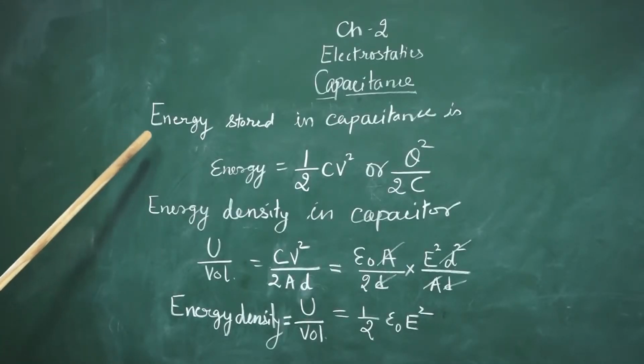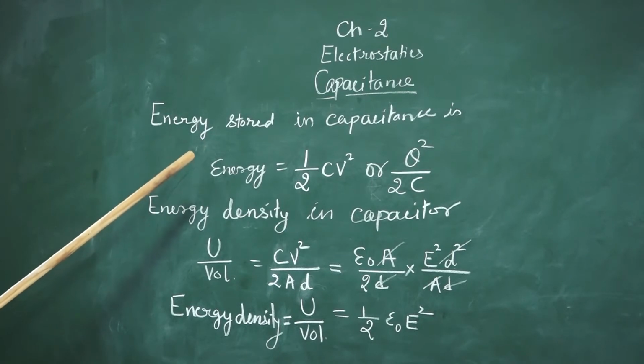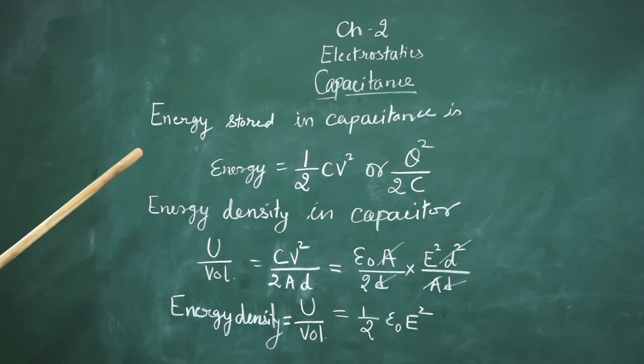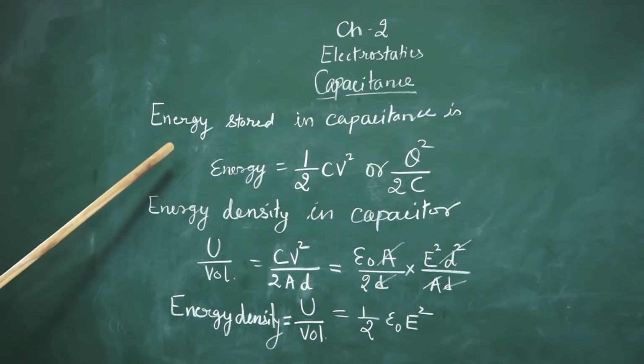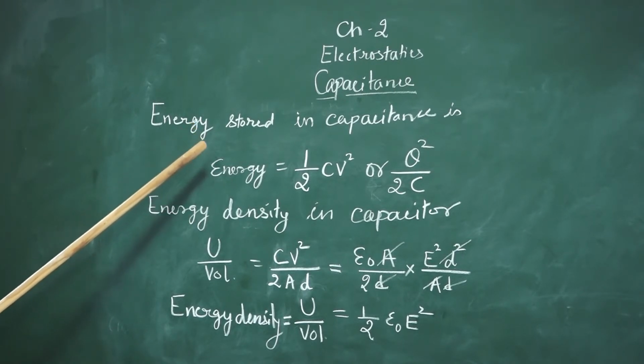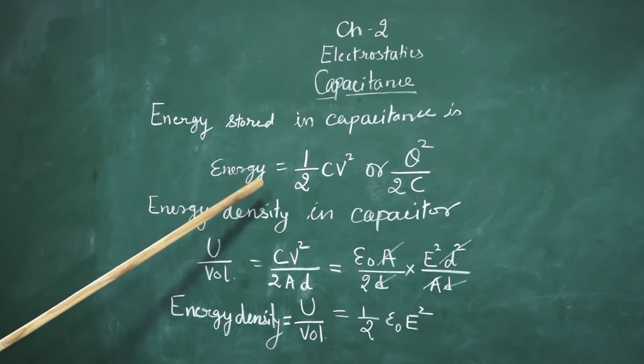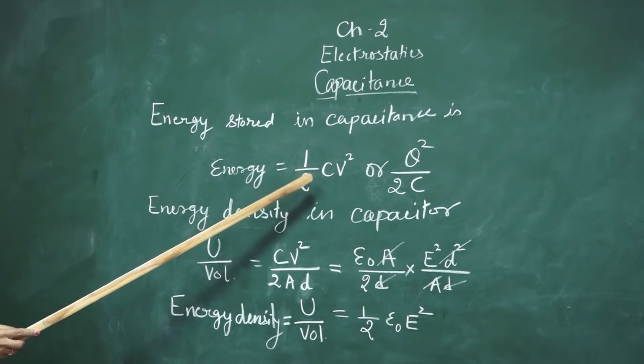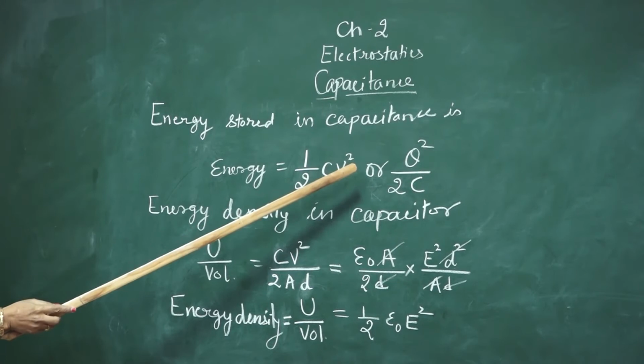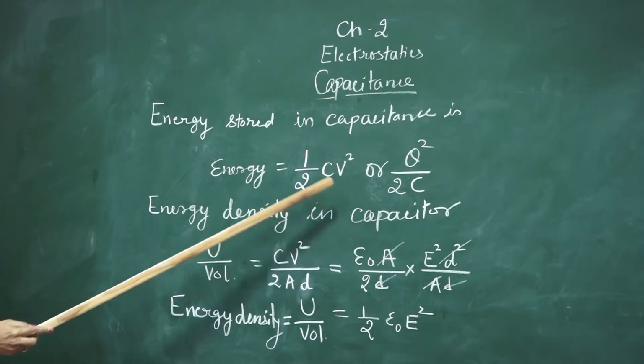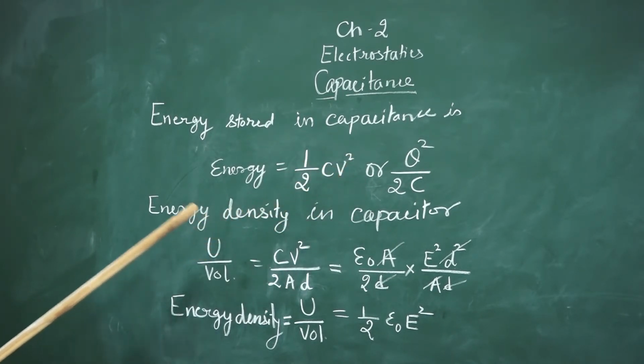The next topic is energy stored in a capacitor. As you know, in the beginning we said the capacitor is used to store energy and charge. The energy is given by half CV square, but Q is equal to CV. If we put the value of that, then it becomes Q square upon 2C. Both the formulas are the same.